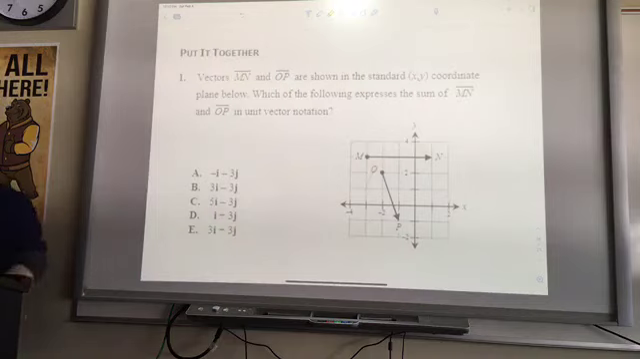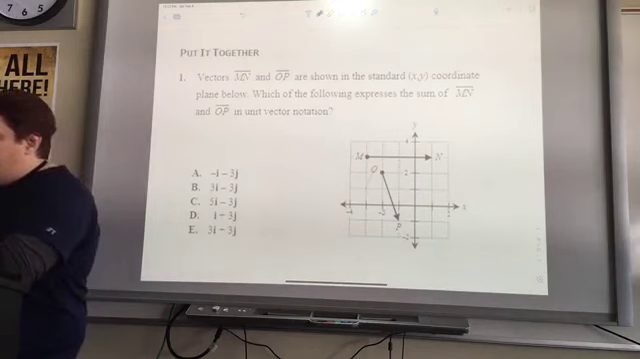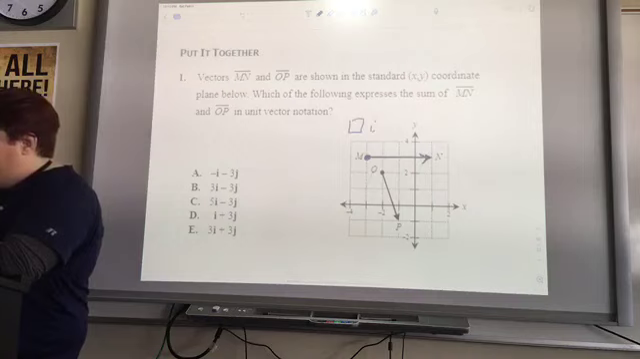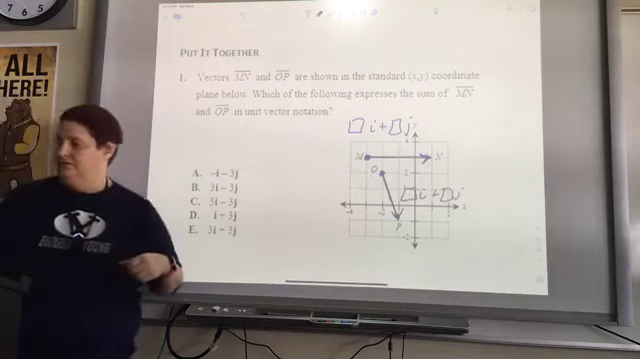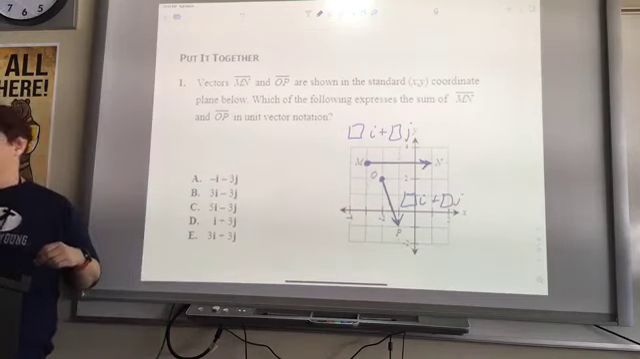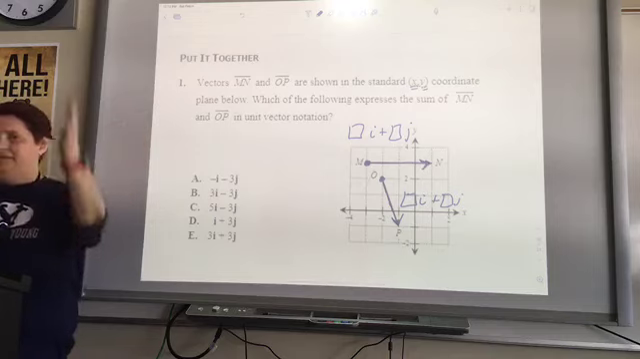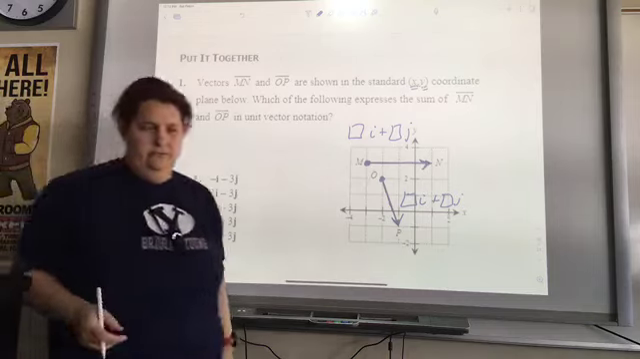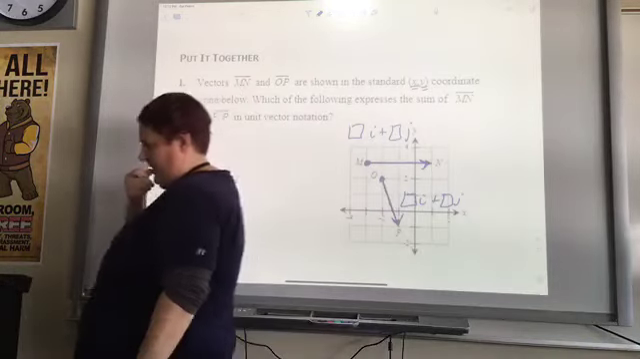Now, the sum in vector notation. If you can write this vector in something i and something j, and then you can write this vector in something i and something j, you can just add them together. The i tells you where it goes on the x-axis, which is left, right, and the j tells you where on the y-axis, which is up, down. Right? I think that's right.